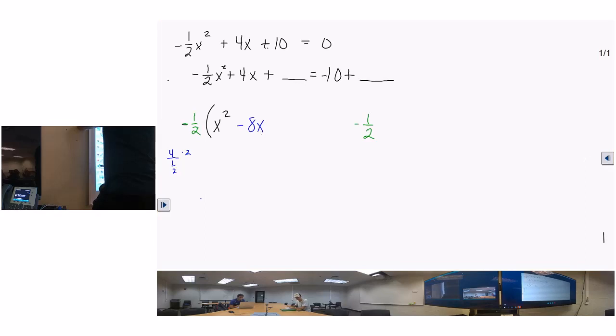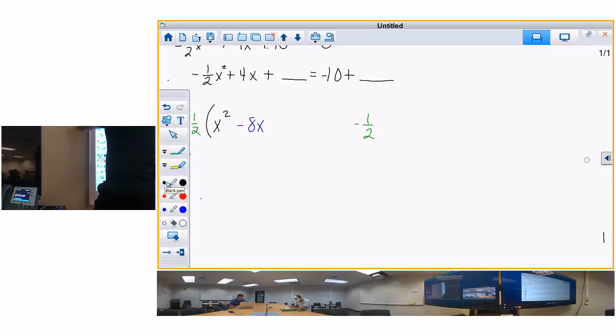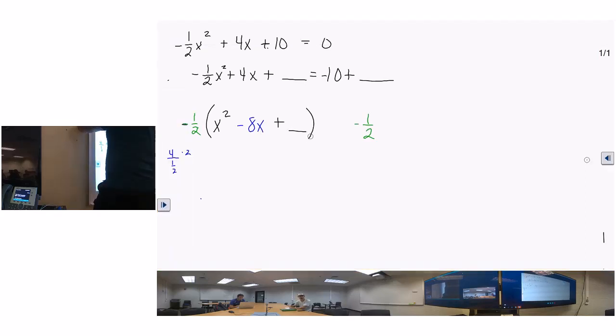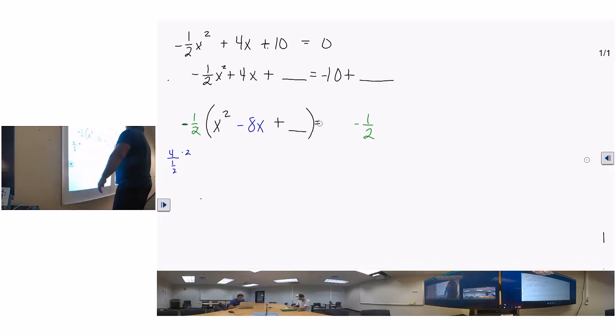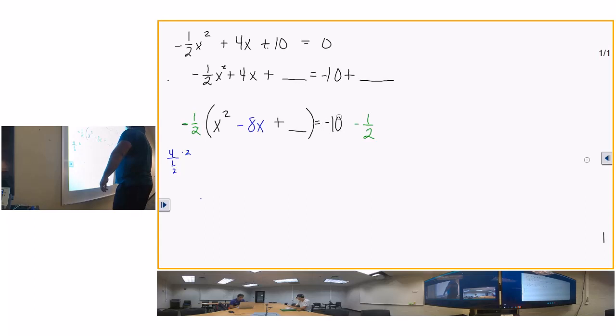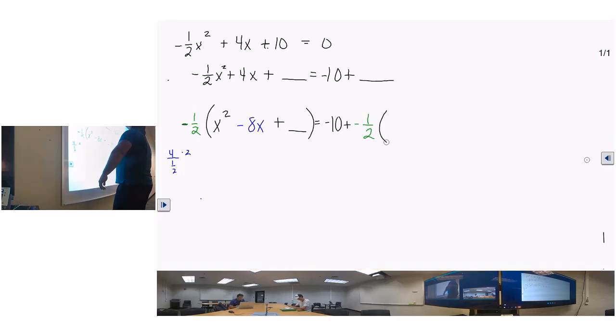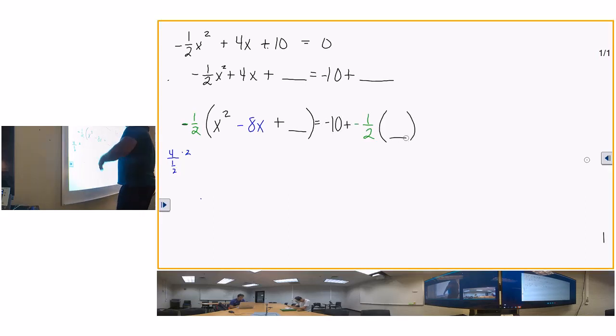Now the reason I left that in blue is because you still got to what? What do we still got to do? Complete the square. We still got to complete the square. And that's where students really screw up. They screw up because they think they've completed the square. They haven't done that. All you did was factor out a 1/2.